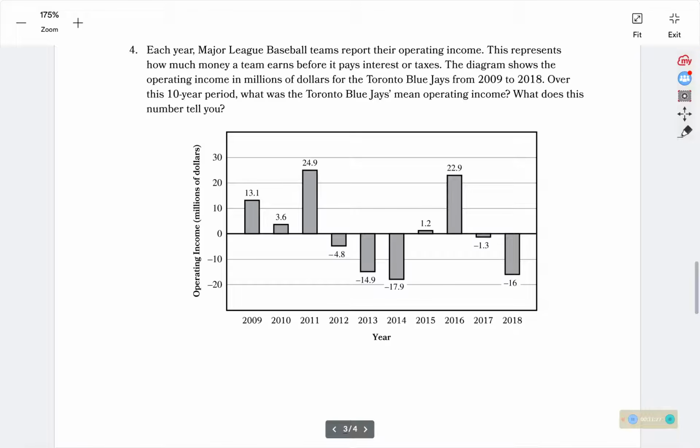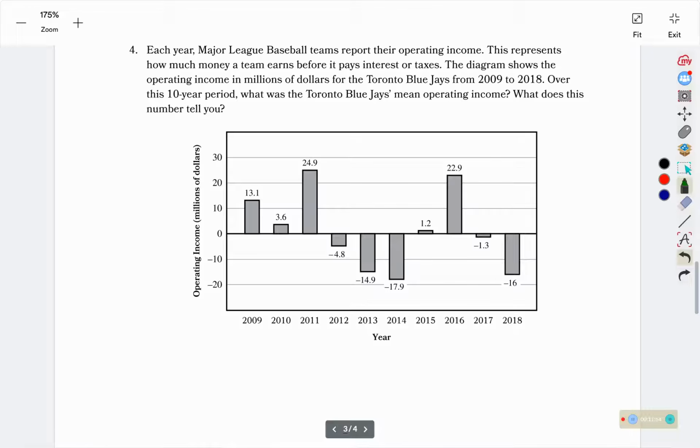Each year, Major League Baseball teams report their operating income. This represents how much money a team earns before it pays interest or taxes. The diagram shows the operating income in millions of dollars for the Toronto Blue Jays from 2009 to 2018. Over this 10-year period, what was the Toronto Blue Jays' mean operating income? What does this number tell you?